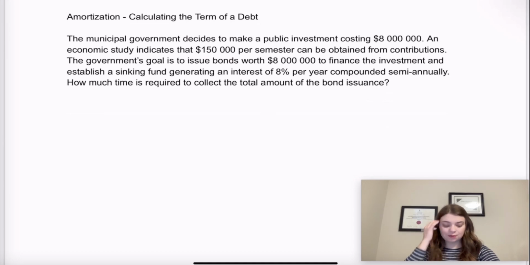Okay, so basically, what we have to do is calculate the time with the future value formula of an overdue annuity. And this time, we're going to be using logarithms in order to solve for the amount of time that must accrue here, right? We need to know how much time is required to actually collect the total of the bond issuance. So let's start with the basics here. So, what is our future value? Well, the future value in this case is $8 million.